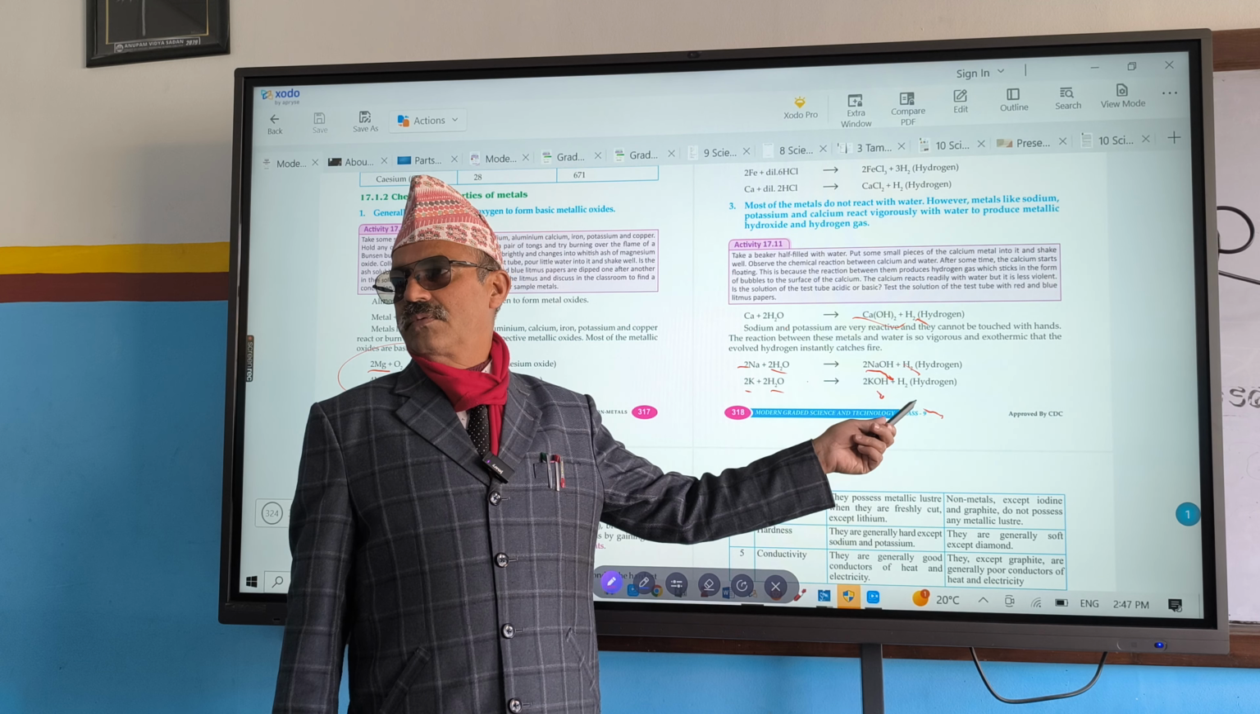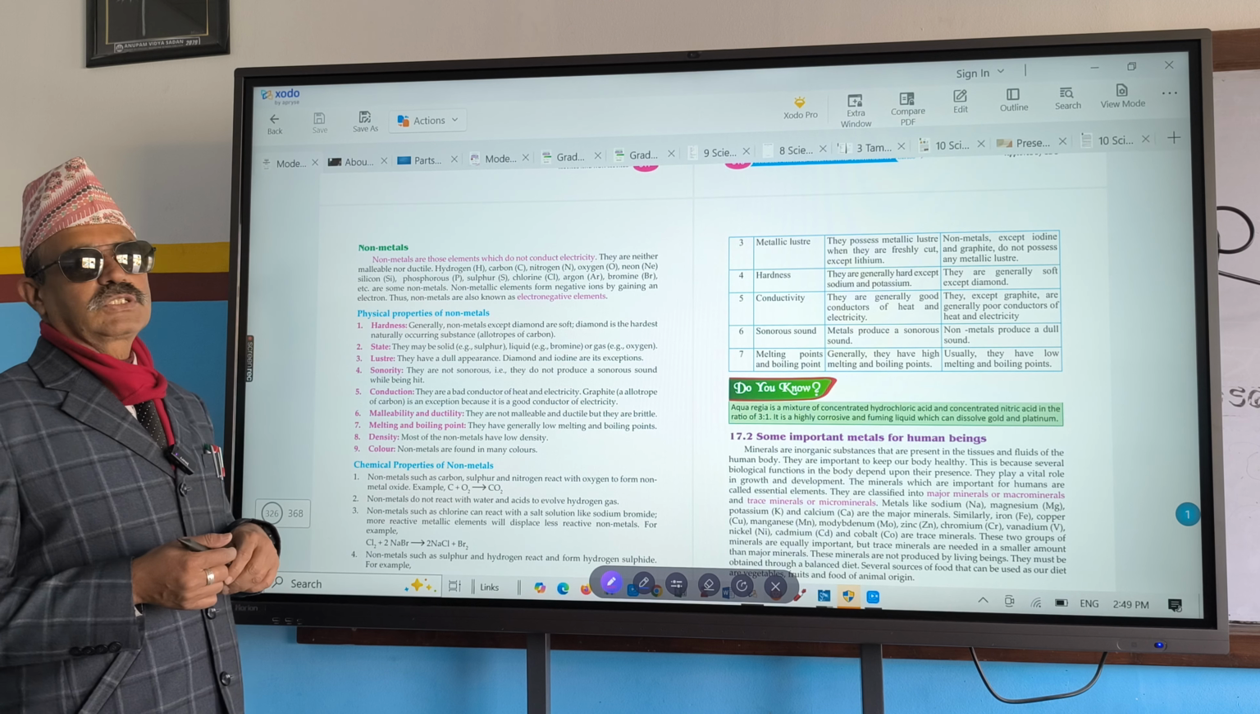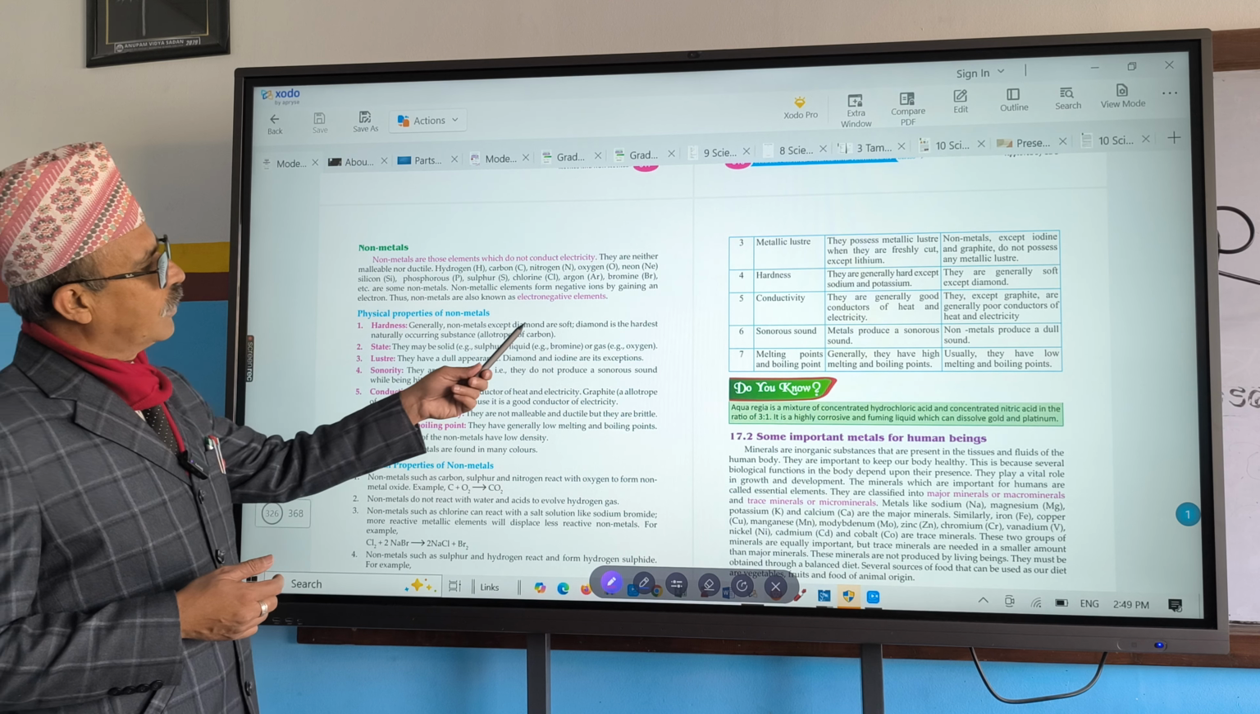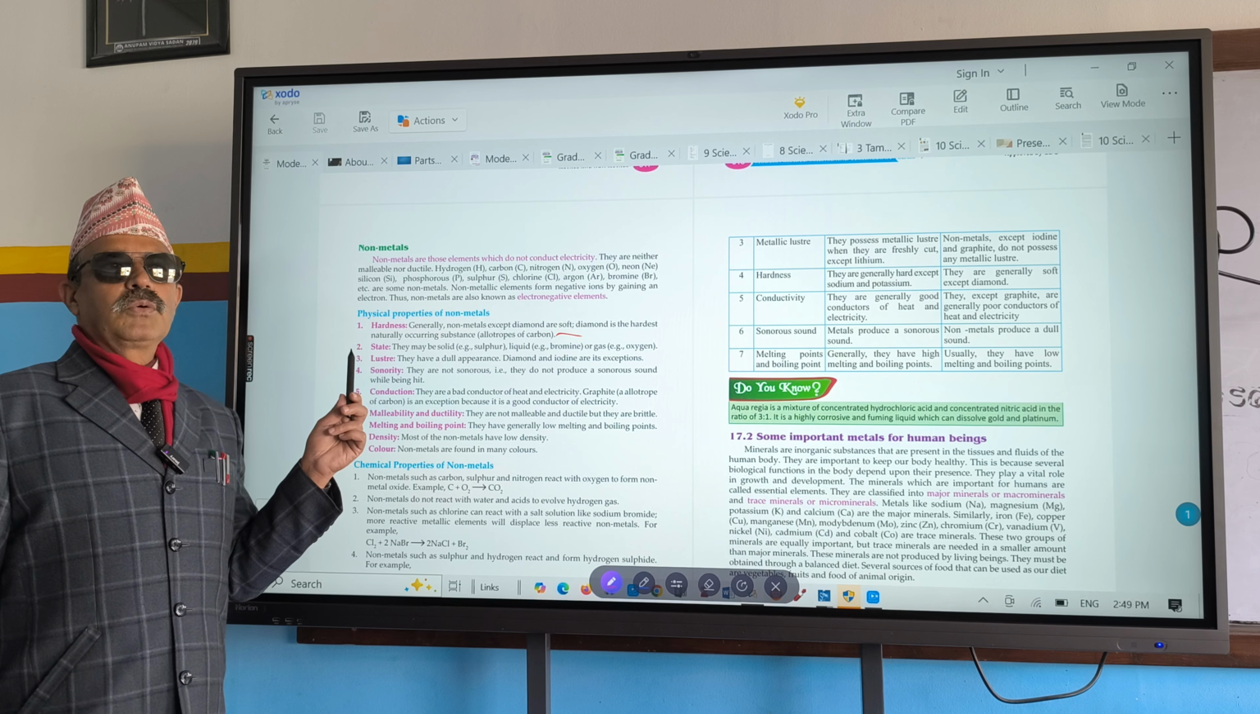Now we are going to discuss non-metals. How do you define non-metals? What is the definition? Non-metals are those elements which are bad conductors of heat and electricity. And what are the physical characteristics of non-metals? They are soft except diamond. Pay attention here. They are soft except diamond.